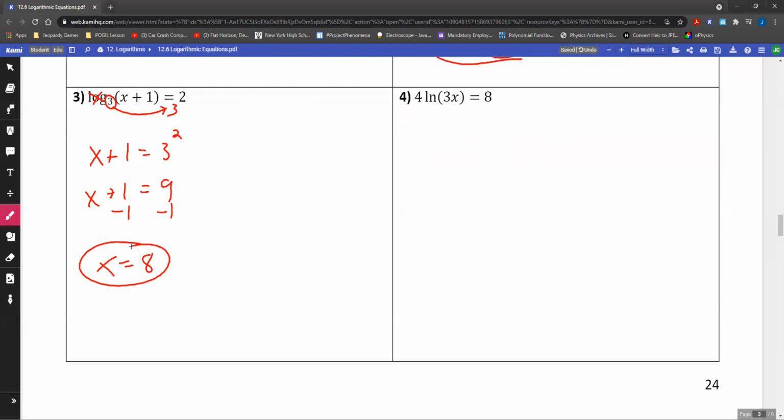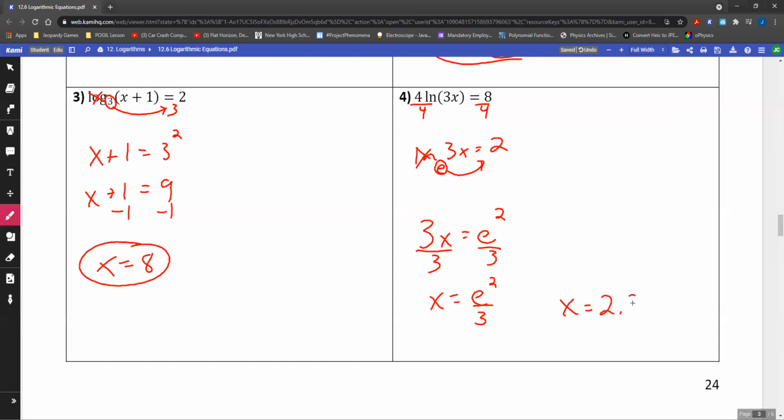Over here, what I'm going to do first is actually divide both sides by 4. So I end up getting ln 3x equals 8 divided by 4, which is 2. I'm going to take the base e here, move it over so it's underneath the 2, drop the ln, so I get 3x equals e squared. I can divide both sides by 3, and I get x equals e squared divided by 3. So plugging this in, e squared divided by 3, I end up getting that x equals 2.5. Remember, we're rounding to the nearest decimal.